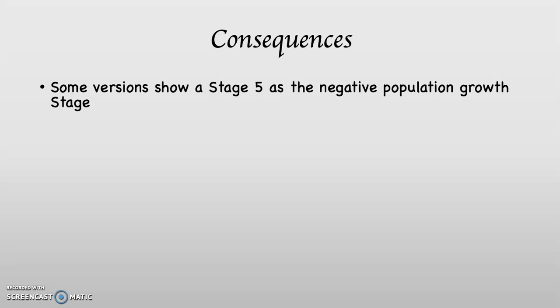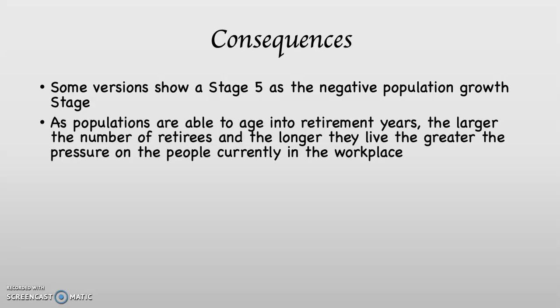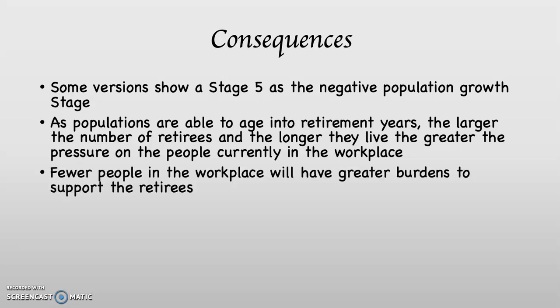Well, some versions of the demographic transition show a stage 5 as the negative population growth stage. Whether it happens towards the end of stage 4, whether this is stage 5, is not that important. I just want you to understand what I just told you, which is those 4 stages, and then be thinking about a stage 5. As populations are able to age into retirement years, so in other words, as people are able to live longer because of those things I just pointed out to you, the larger the number of retirees and the longer they live, the greater the pressure on the people currently in the workforce because they have to be supported. Fewer people in the workplace will have greater burdens to support those retirees.